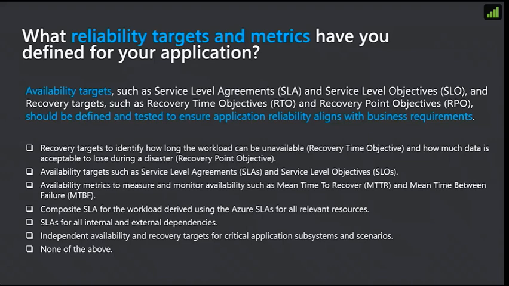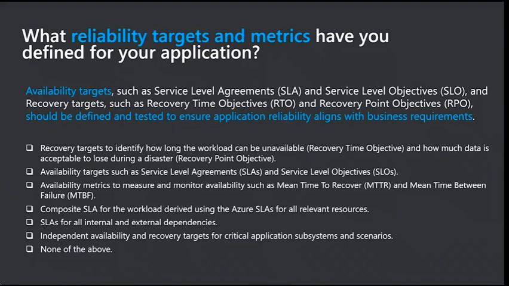Other key metrics are the average time it takes to restore after failure and how much uptime there is between failures. Use these metrics to help find service level agreements or SLAs that meet business requirements. A clearly defined SLA not only guarantees uptime, but also outlines credits in case of downtime. If you are using many services in an application, using a composite SLA can save you money. Availability targets, such as service level agreements and service level objectives, and recovery targets, such as recovery time objective and recovery point objectives, should be defined and tested to ensure application reliability aligns with business requirements.